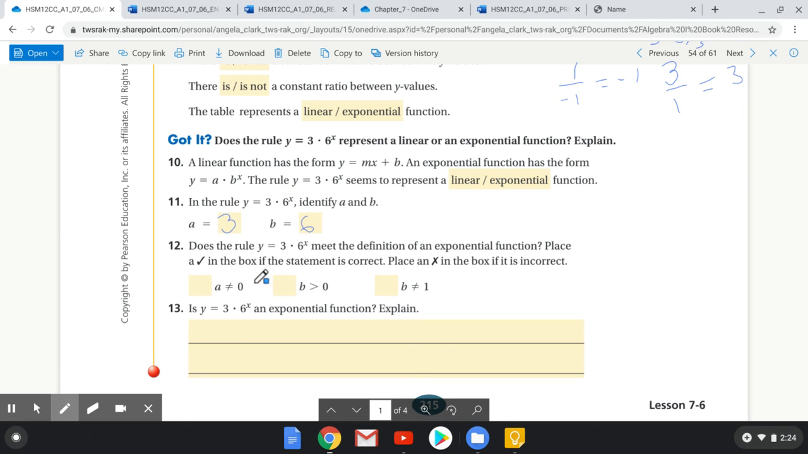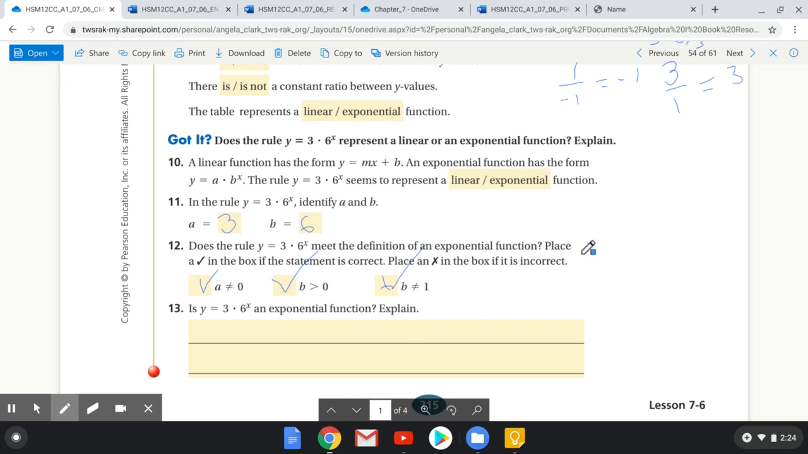All right, so then we wanted to check and see if this equation follows those 3 rules we talked about. So a is not allowed to equal 0. Well, a is 3, so that's true. b has to be greater than 0. Well, b is 6, so that's also true. And b is not equal to 1. Well, b again is 6, so that's also true. So since these 3 things are true, and it's in the form that we know for an exponential function, the x is in the exponent, this is in fact an exponential function.